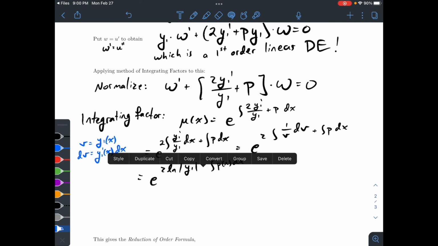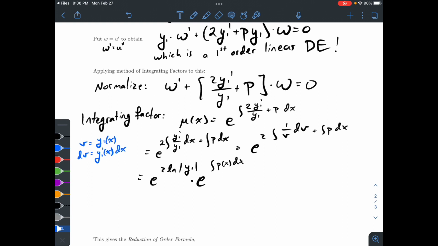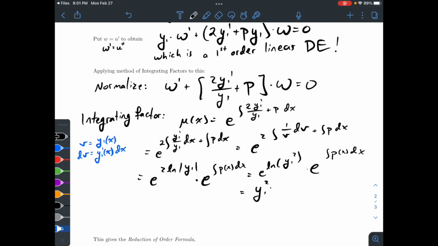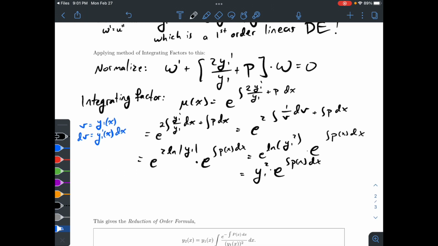Okay, yeah, I did want to do that thing with the e's. This is times e to that integral. Okay, cool. All right, so then e to the 2 ln of y1 is really just e to the ln of y1 squared. I can drop the absolute values because y1 squared is always positive. So this is y1 squared times e to the integral of p of x dx. All right, so that is our integrating factor.